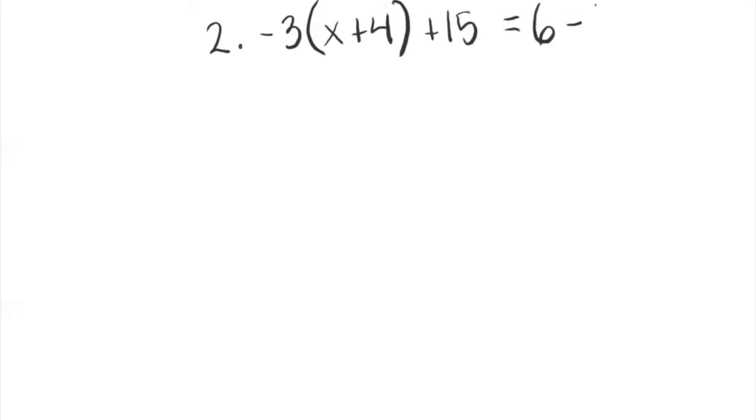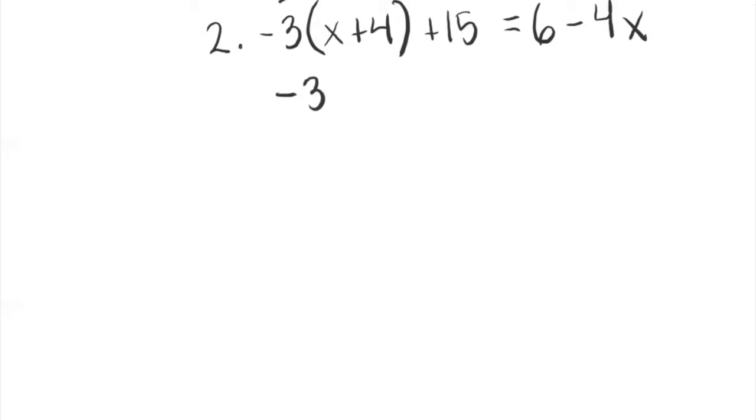Question number 2 says negative 3 times (x plus 4) plus 15 is equal to 6 minus 4x. Just like we did earlier, we want to make sure that we are isolating that variable. This problem is slightly different because we have negative 3 on the outside of x plus 4. So we want to make sure that we distribute that negative 3 before we do anything else.